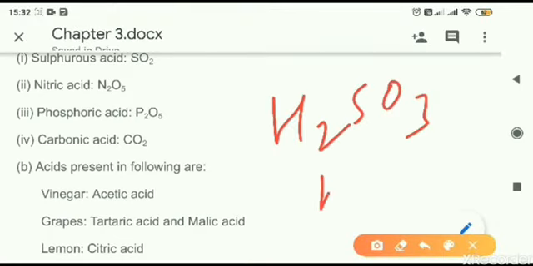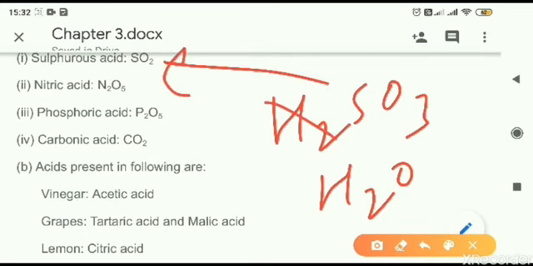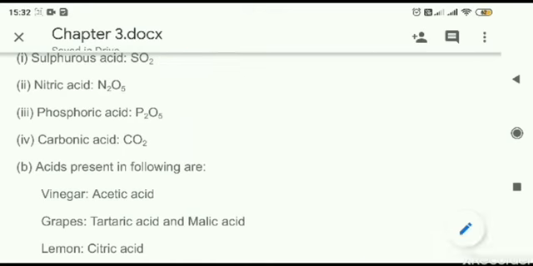H2SO3. Out of that we are removing water. So what we will get is, only this SO2 will remain there. You can remove H2 and 1 oxygen from here, that is SO2 will remain. Next is nitric acid. HNO3 gives N2O5, phosphoric acid and carbonic acid. All the anhydrides are written.